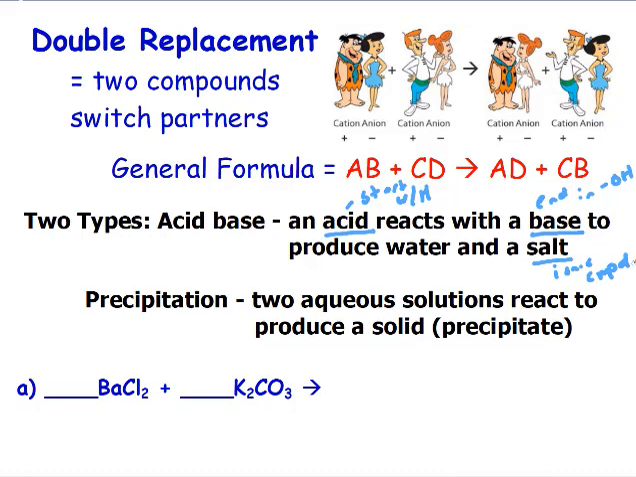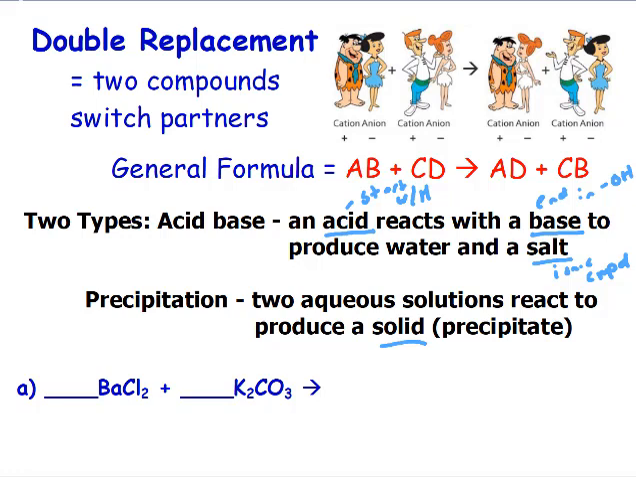A precipitation reaction is when 2 aqueous ions react to form a solid, which is the precipitate. We did talk about precipitation reactions early in the year, but now we're actually going to be predicting the products and figuring out who the precipitate will be.